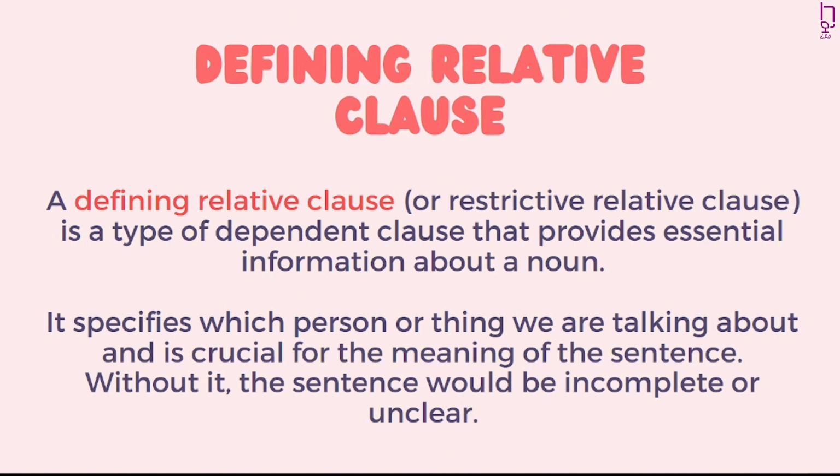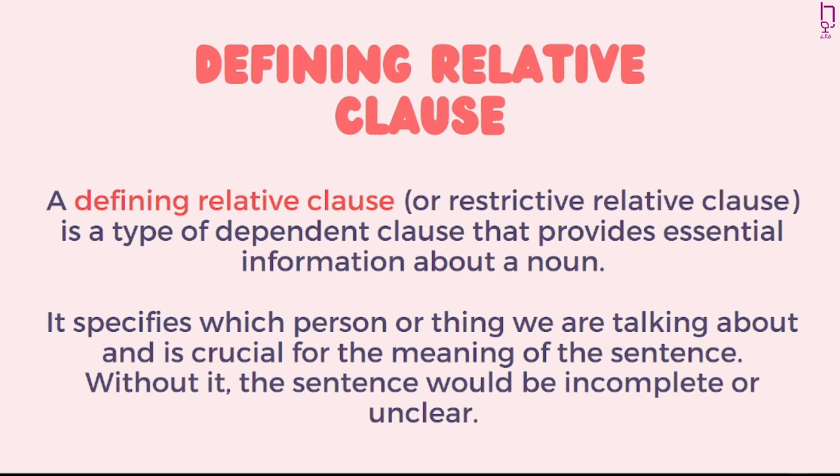So a defining relative clause, or restrictive relative clause, is a type of dependent clause that provides essential information about the noun, okay? It's essential. It specifies which person or which thing we are talking about, and it's crucial for the meaning of the sentence, okay? A defining relative clause is a must.